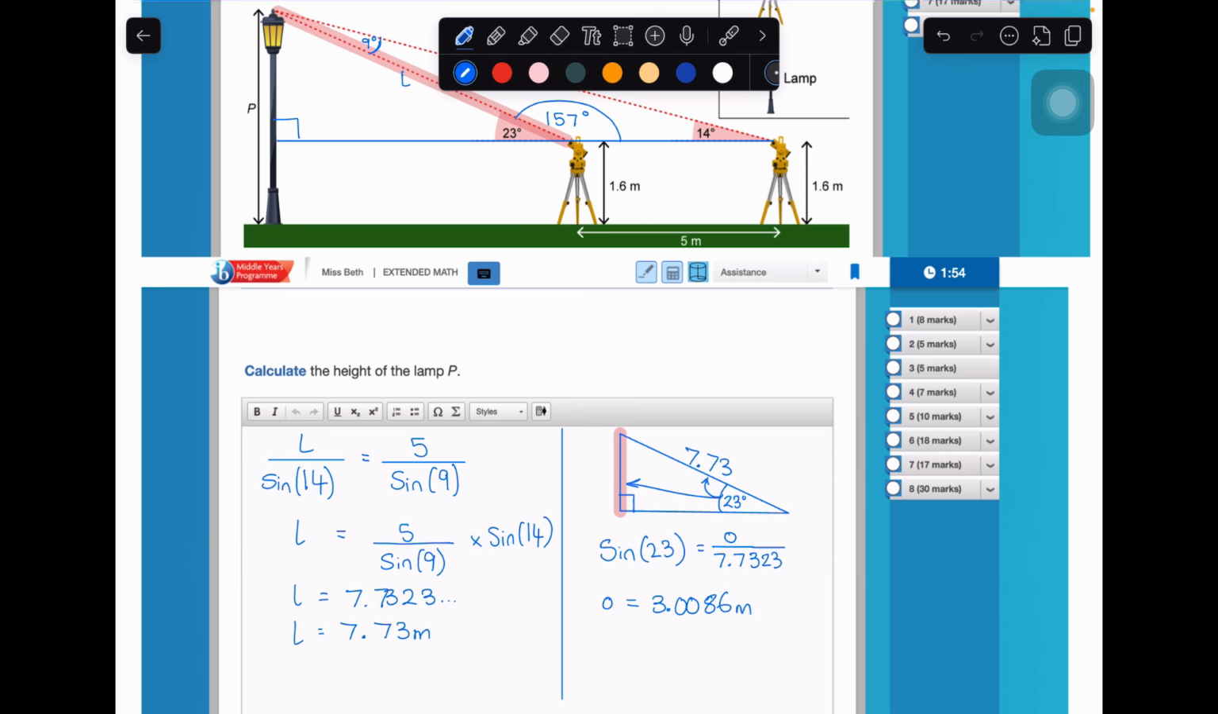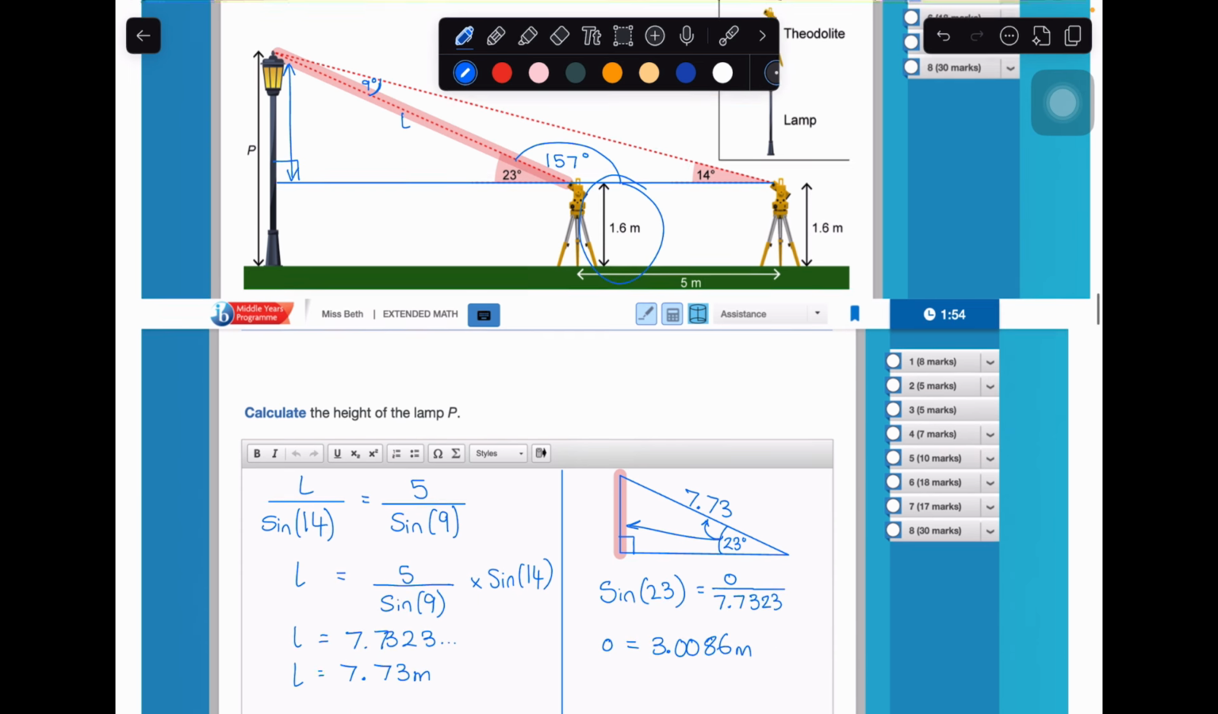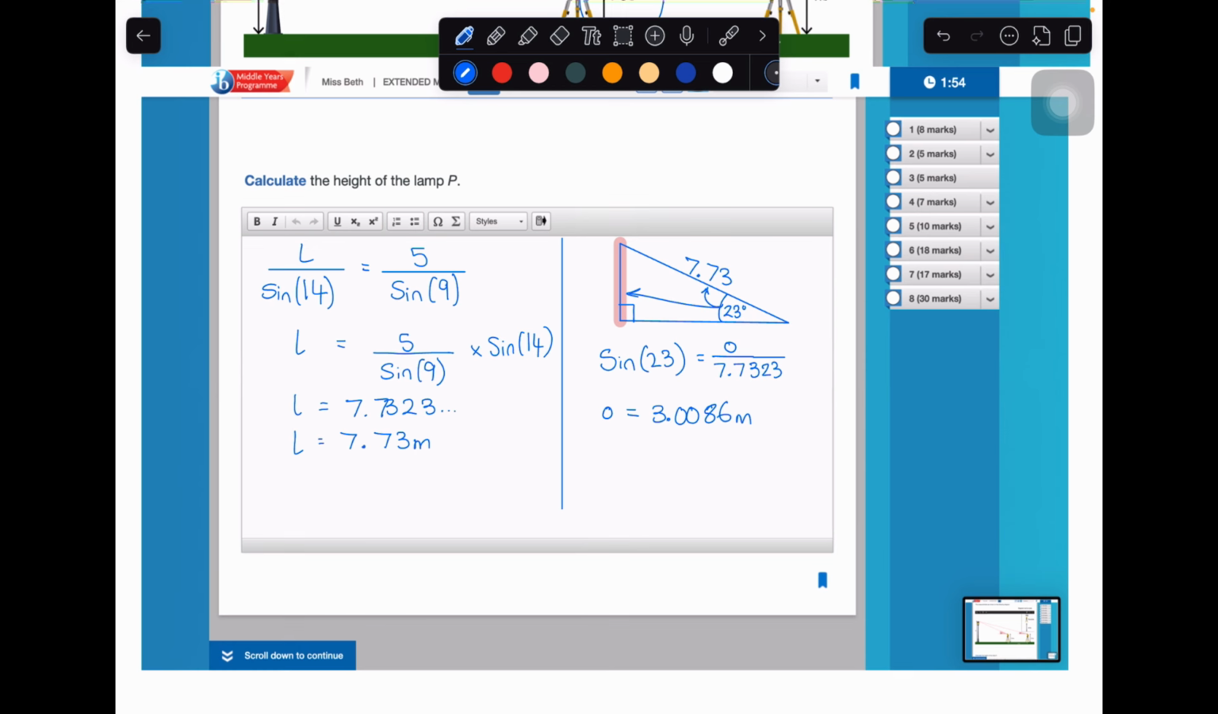So if I just go back to my diagram, what I have now is this part of the lamppost. But I have to remember I want the total height of it. So I also need to add on the 1.6. So we're going to take this 3.0086 and add 1.6.